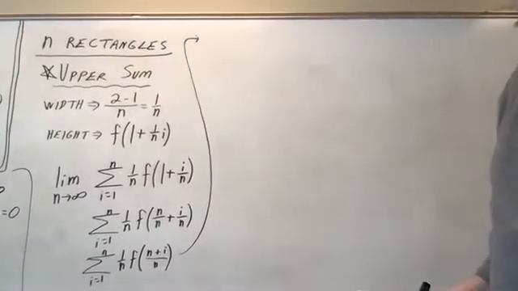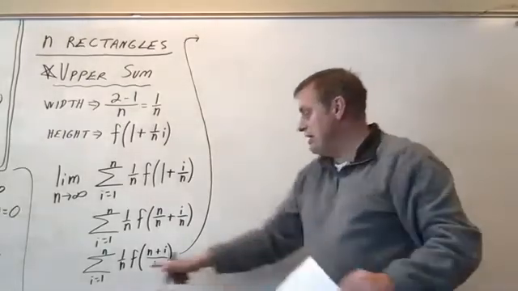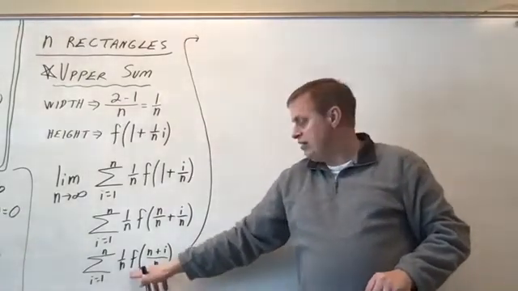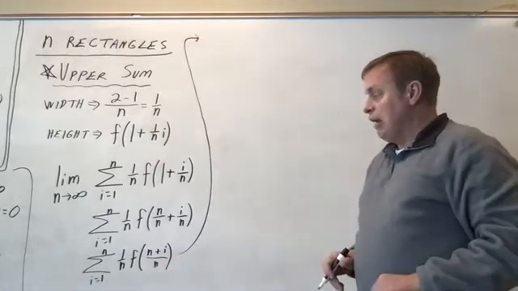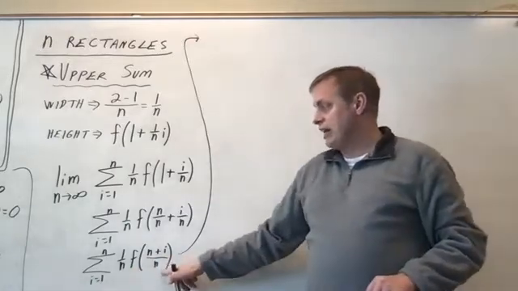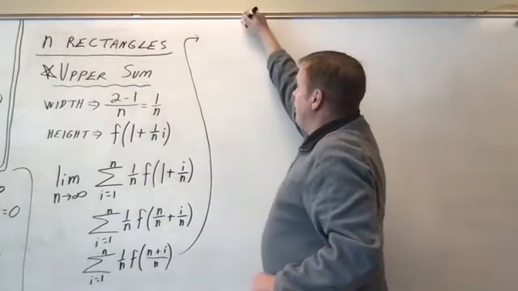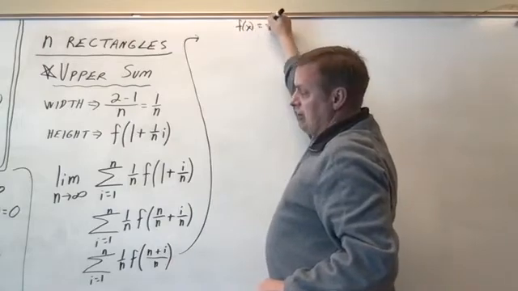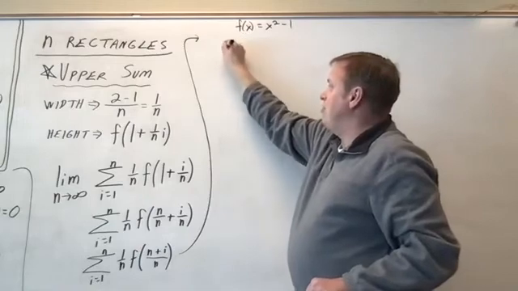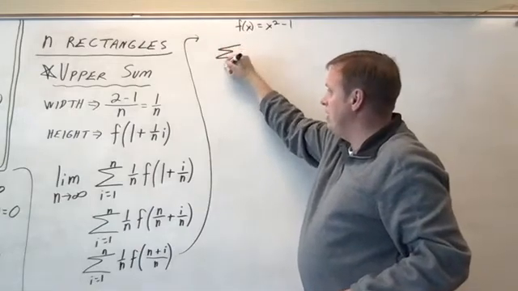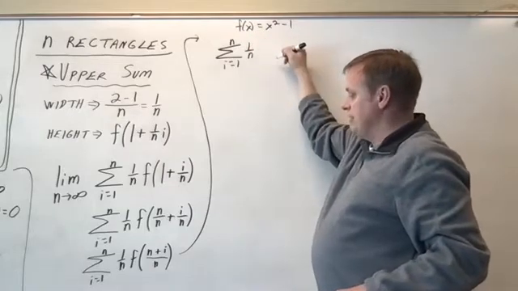Okay, as we move on up, we have to continue to simplify this. And so what we need to do is go ahead and take this f of n plus i over n, and put n plus i over n into our function. Now don't forget, our function that we're dealing with is f of x equals x squared minus 1. So we're going to keep the summation, still necessary.